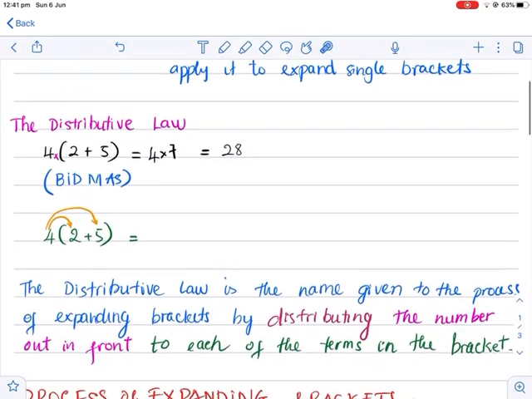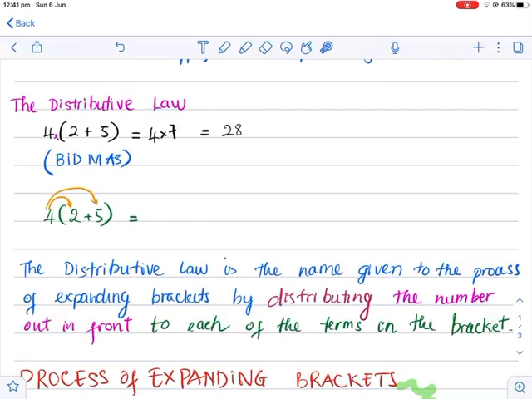Now, instead of using BIDMAS, we can use the distributive law by distributing the number outside of the bracket into each of the terms inside the brackets. So in this case, I'm going to distribute 4 into 2, and distribute 4 into 5. Again, there is a little multiplication here. We get 4 and distribute to 2, which means 4 times 2. And this one is plus, so I'm going to add 4 times 5. 4 times 2 is 8, plus 4 times 5 is 20, which is 28.